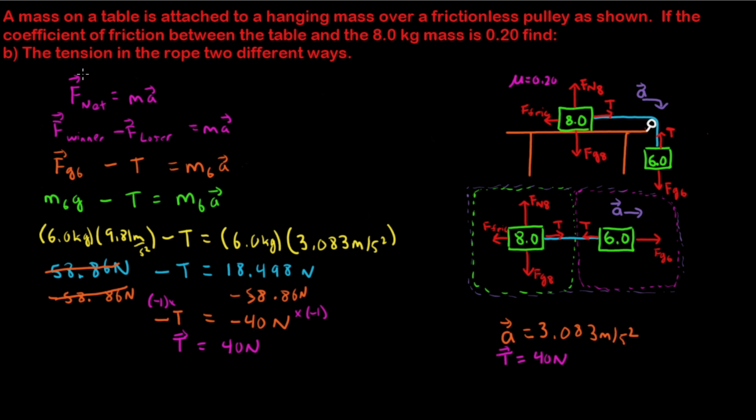So we've now completed part B. We found the tension in the rope two different ways. First, we found it using the green system with the 8 kilogram mass, and then we confirmed it using the pink system with the 6 kilogram mass. Both yielded the same answer of 40 newtons, which will give us a lot of confidence in our answer to part A of 3.083 meters per second squared for the acceleration, because it's extremely unlikely that you could get the acceleration wrong and the tension still work out the same.